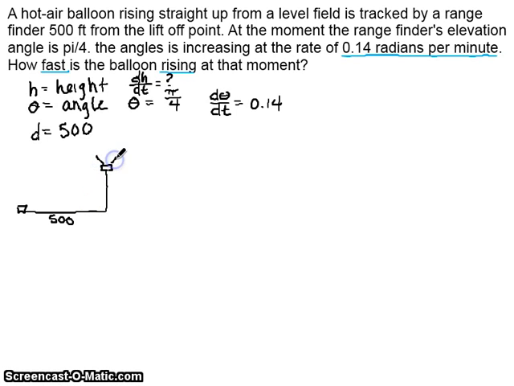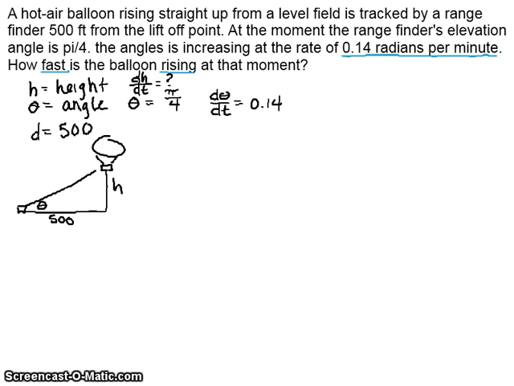And the balloon's kind of up here in the air. We know that's going to be h, and we know that's going to be theta. Now notice how I did not put pi over 4 in for theta. I kept it as theta. The reason for that, if you look back at your steps on step 2, I said don't put anything in that's changing. We know that theta is not always pi over 4. It's only pi over 4 at a certain instant. We know that theta is changing because we have its rate of change at 0.14.